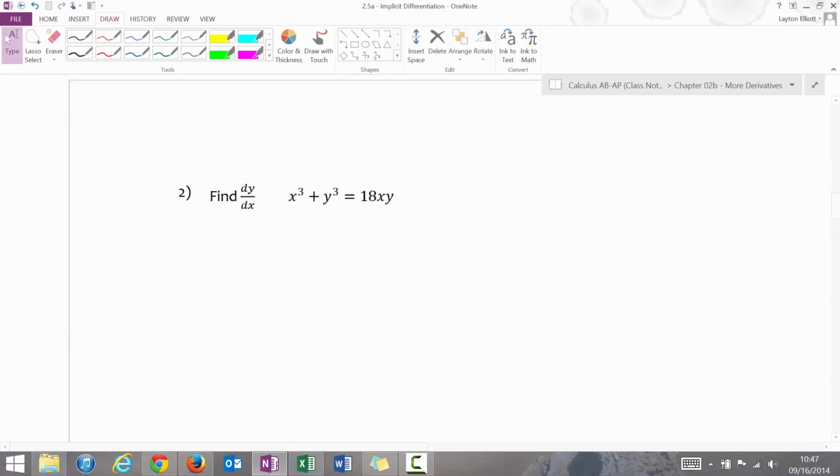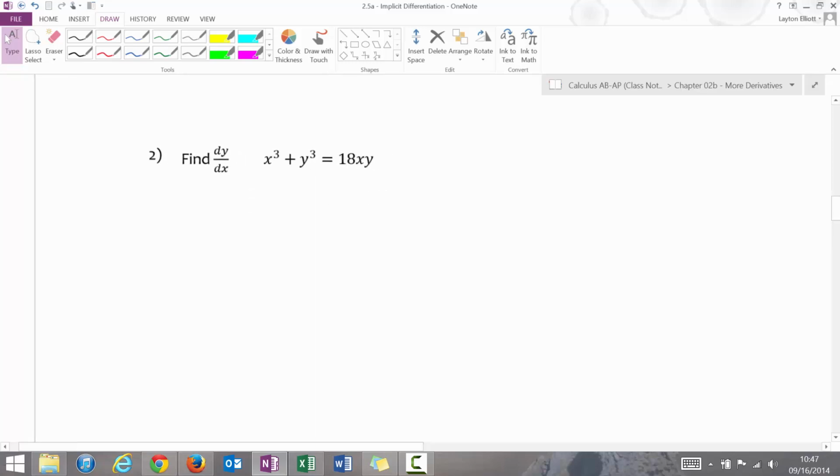So let's try a couple more of these. Let's go over to number 2. I'm going to take the derivative of this, and it says find dy dx, that's y prime. The derivative of this is 3x squared, derivative of y is 3y squared, but we have to put the y prime in for the derivative of y, is equal to 18, and I'm going to use product rule on this.